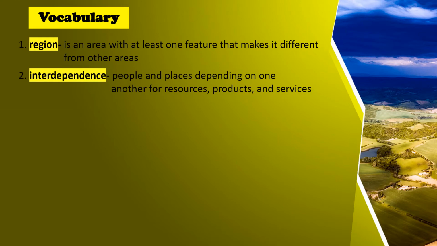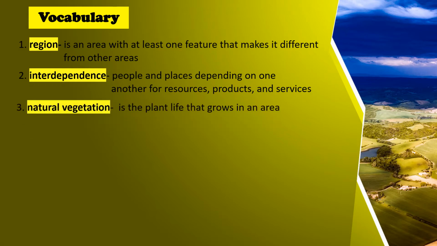Number 2 is interdependence. People and places depending on one another for resources, products, and services. In short, dependent on others for some needs. And if you still remember, we also learned this word from our science lesson. It is simply how living and non-living things depend on one another. Number 3 is natural vegetation. It is the plant life that grows in an area, or a plant community which has grown naturally.